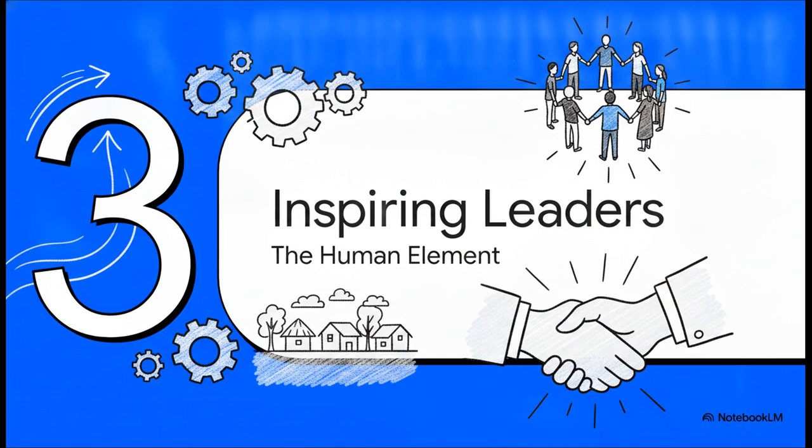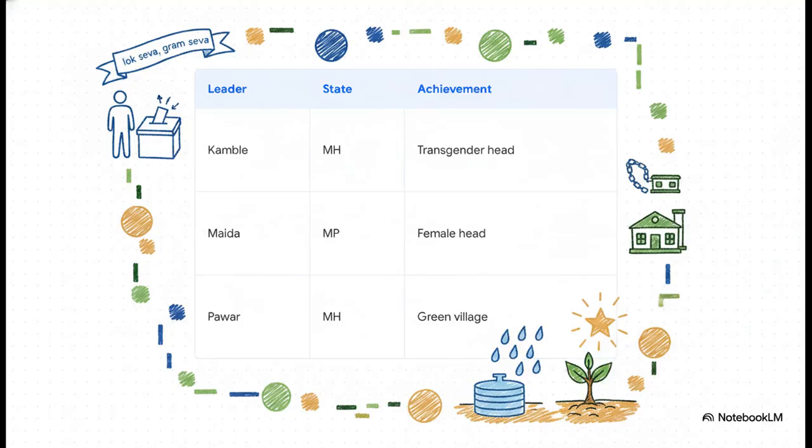Section 3. Real leaders inspiring change. The human element. Now, any governance structure is only as good as the people who step up to lead it, right? And this chapter highlights 3 incredible real-life Sarpanch who absolutely transformed their communities. First, Jnaneshwar Kumbal from Maharashtra. Kumbal is a transgender person who was elected Sarpanch by defeating 6 other candidates, championing this beautiful motto, Lok Seva, Gram Seva, meaning service to the village is service to the public.